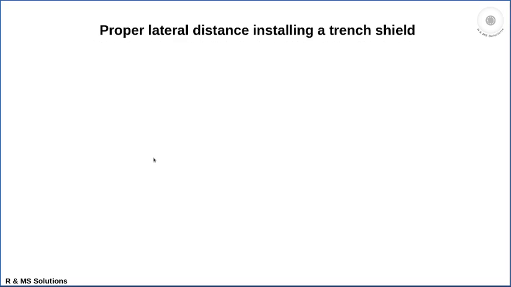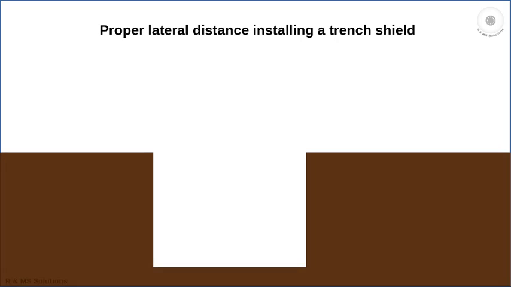Now remember, a trench shield is not a shore. It doesn't have positive or active protection. The panels don't extend and apply pressure to the walls of your trench. Essentially, you install that trench shield so that in the event of a cave-in, that trench shield protects your workers. So this is kind of an example in a perfect world of what it would look like.